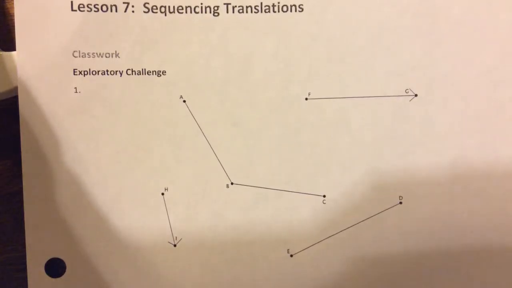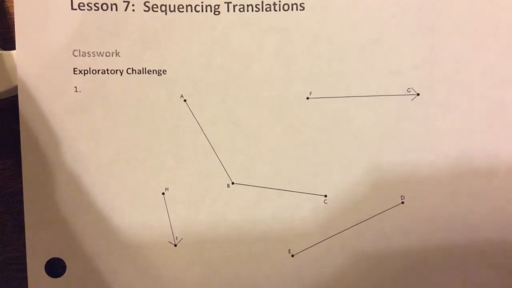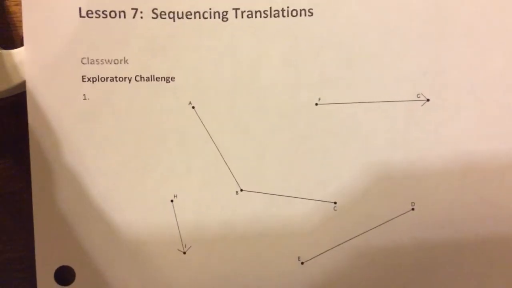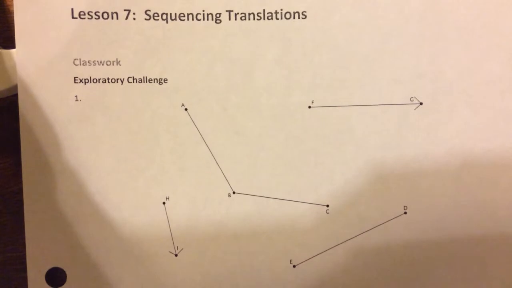Okay, this is lesson 7 of module 2, and we are on the next topic. So we've learned about some transformations in the plane. We've learned about translations along a vector. We've learned about reflections across a line of reflection. And we've talked about rotations around a point of rotation. Okay, and they all had a lot of things in common.